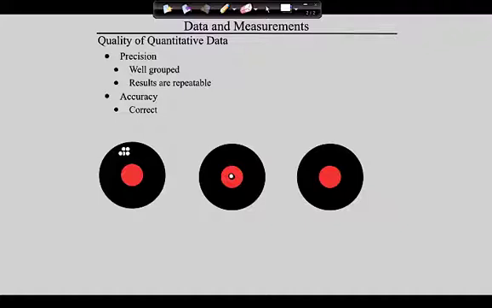5 shots. Can I show you mine? You ready? 1, 2, 3, 4, 5. Explain to me how I fired 5 shots and there is only 1 dot. They're all through the same hole, right? Guys, that's your goal. In lab, when you collect data, you want to be right, and you want to be right every time. That's called accuracy and precision.